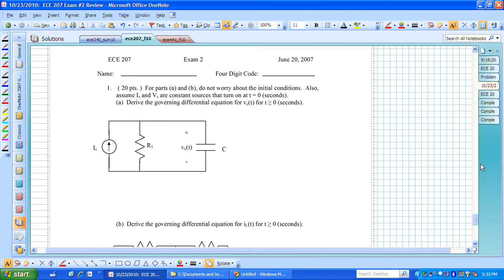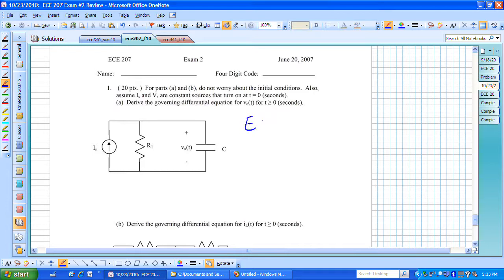Let's look at problem number 1 from an old exam number 2 from ECE 207. This particular problem wants us to derive the governing differential equation for the capacitor voltage V sub c of t, and we're not going to worry about the initial conditions. We really just want to derive the equations of motion, or the first order differential equation. It's first order because we have one energy storage device in this particular circuit.